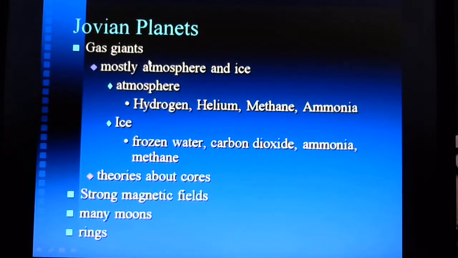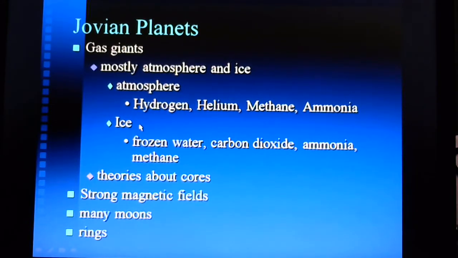So the gas giants are mostly gas, they are mostly atmosphere, but we also find ice in the clouds of those atmospheres. The atmospheres are dominantly hydrogen and helium gas, but then you can also find methane and ammonia, gases that you can make using hydrogen.